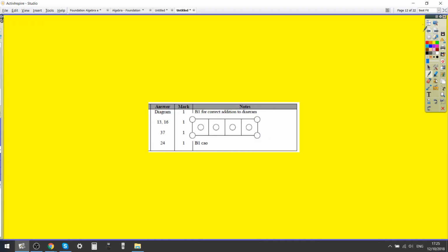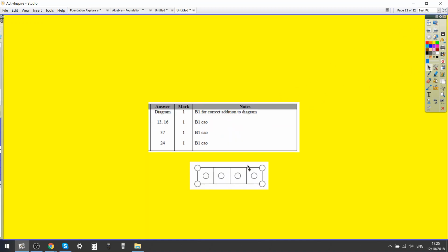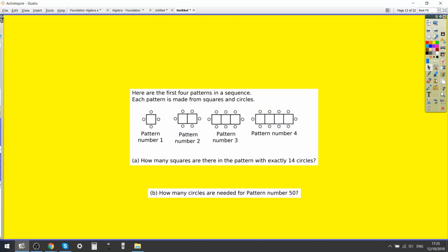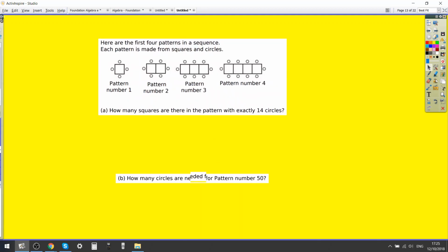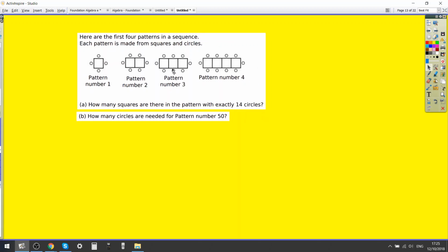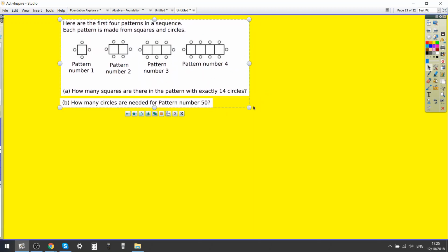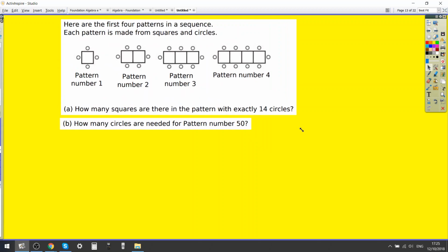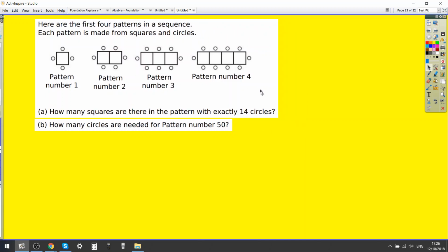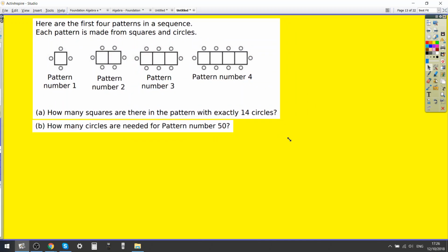Let's see. So that's it, 24 and 37. Just want to see if these are worth doing. So that's just A and just B. So these are really high markers. How many squares? Oh, okay. Yeah, better do this. Let me work out the squares in a pattern of exactly 14.